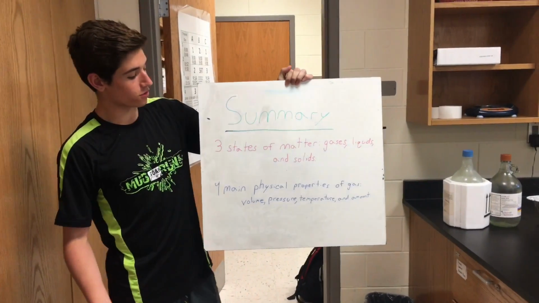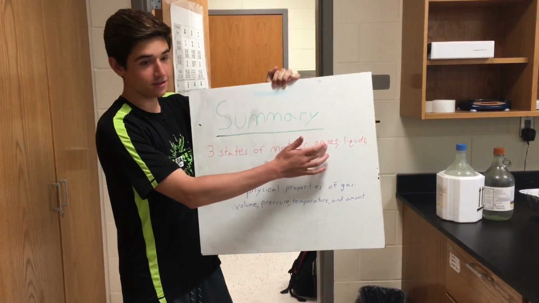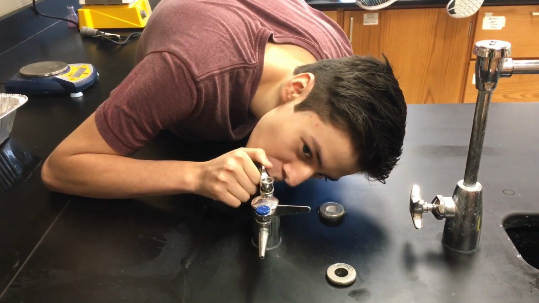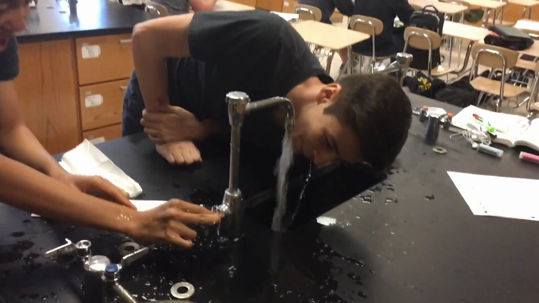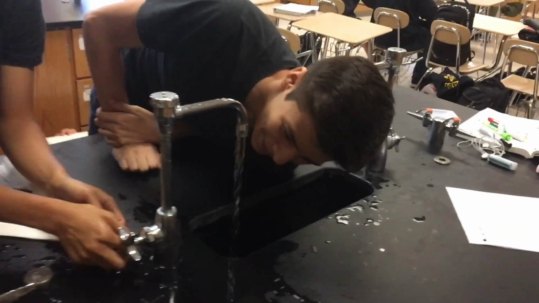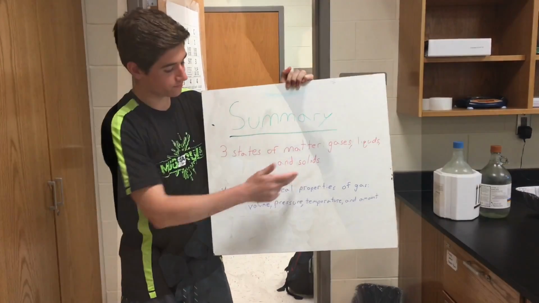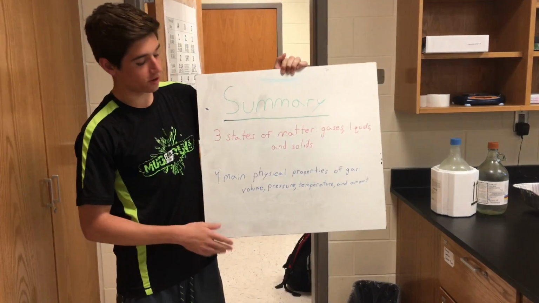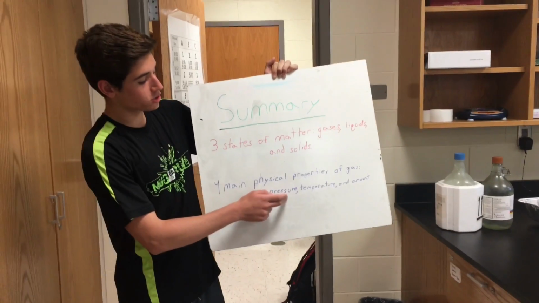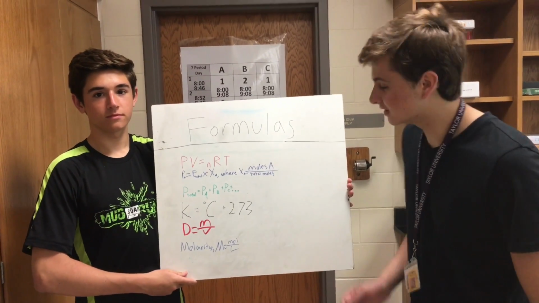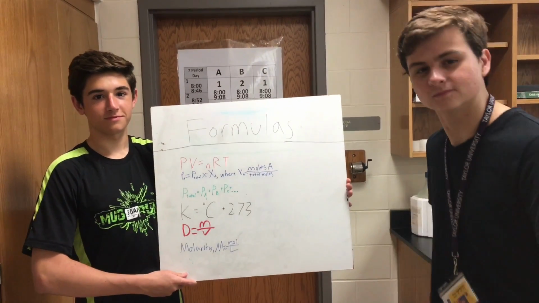So, in gas laws, there are 3 states of matter: gases, liquids, and solids. There are also 4 main physical properties of gases: volume, pressure, temperature, and amount. We solve for these 4 properties using these formulas.